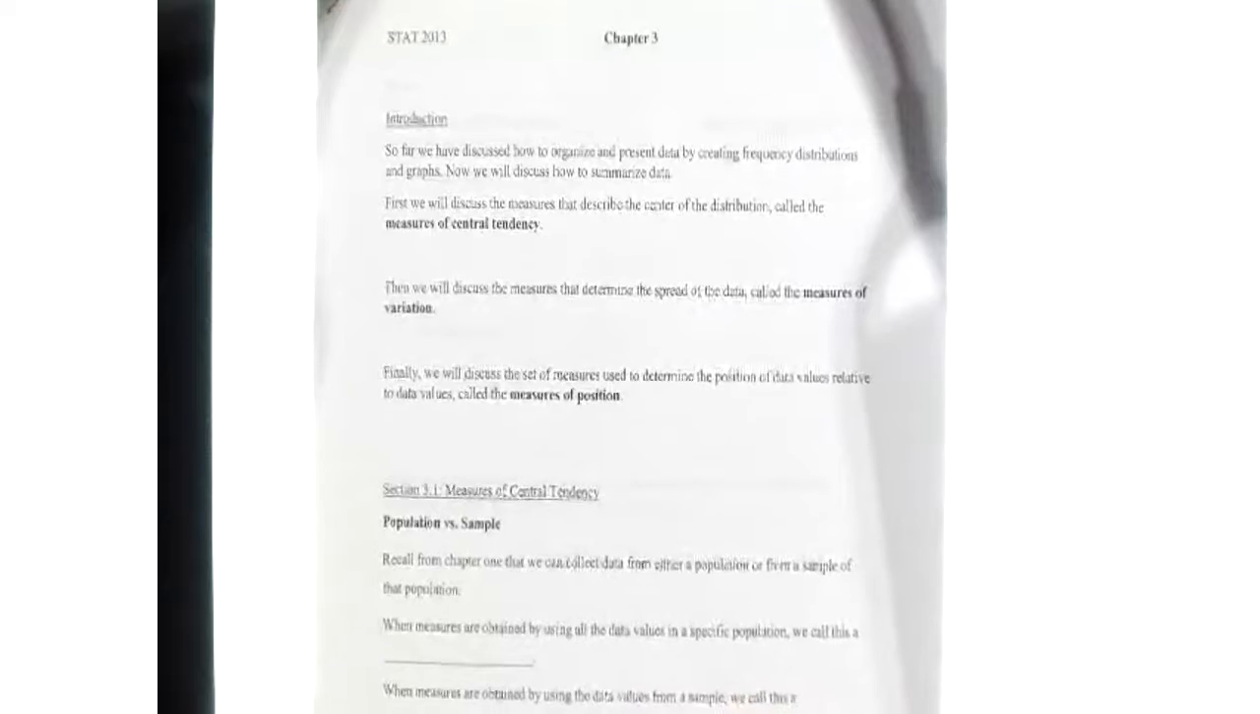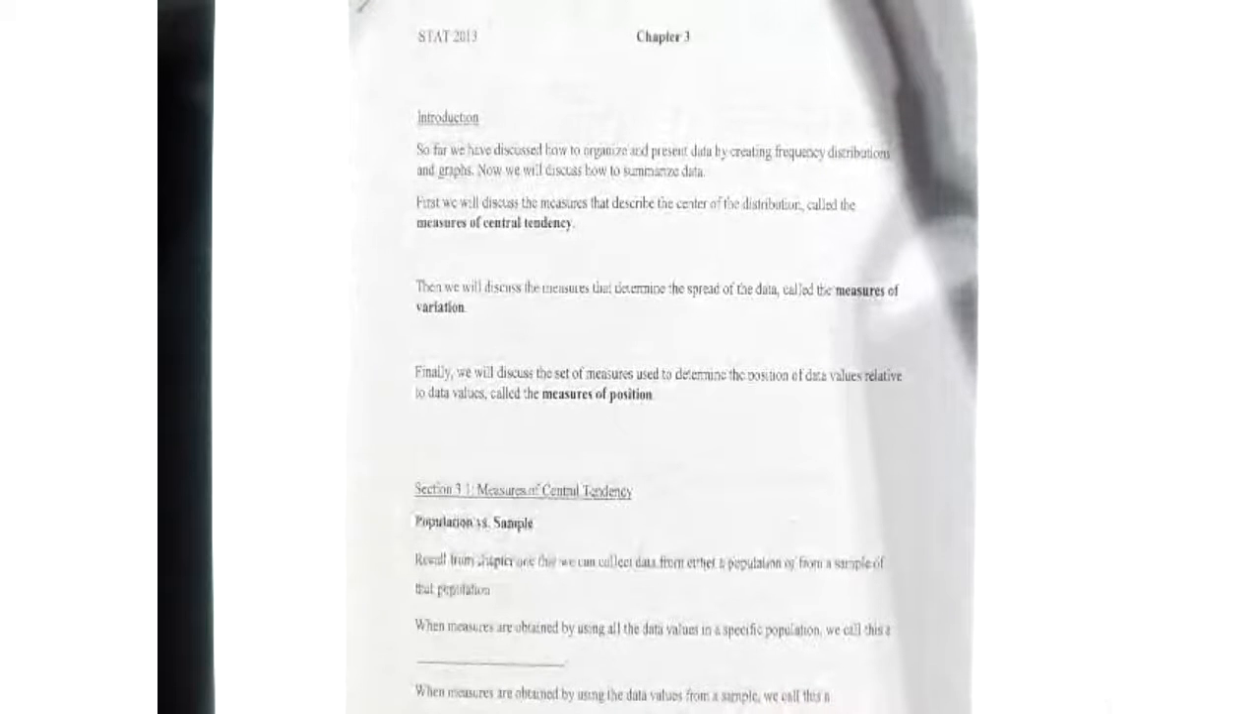So, in chapter 3, so far we discussed how to organize and present data by creating frequency distributions and graphs. Now we'll discuss how to summarize data using numbers. First we will discuss the measures that describe the center of the distribution, called the measures of central tendency. That's like the mean, the median, the mode.